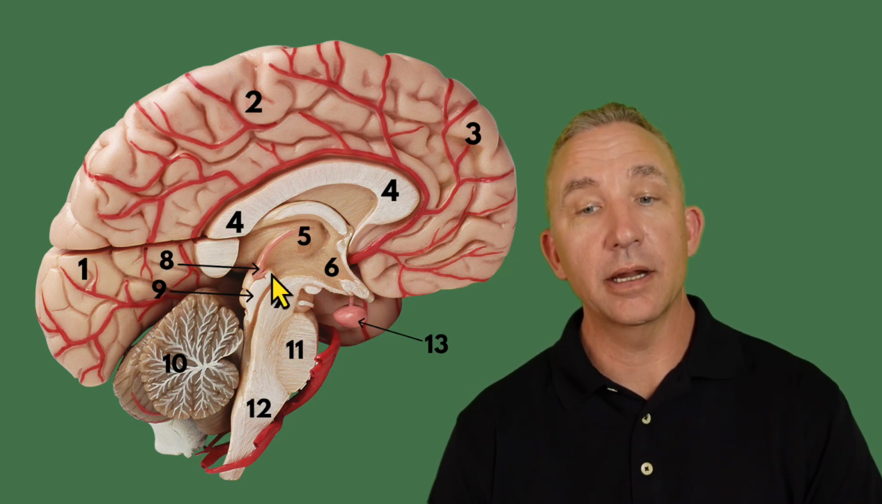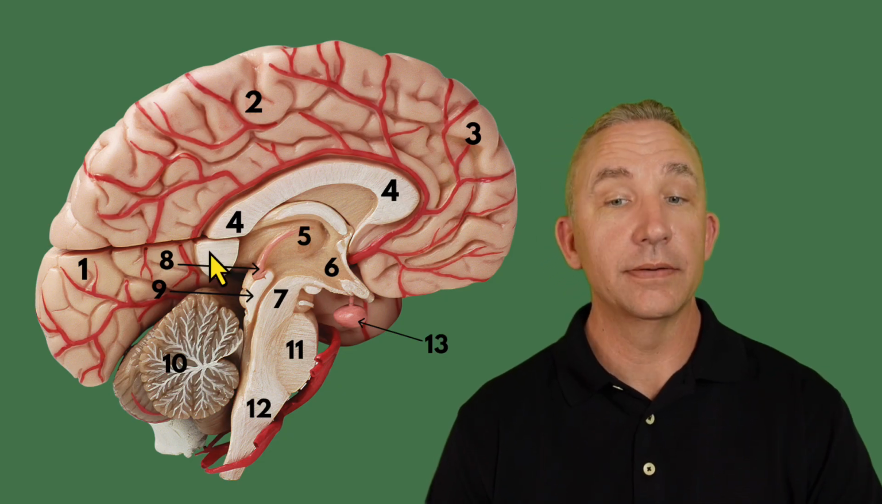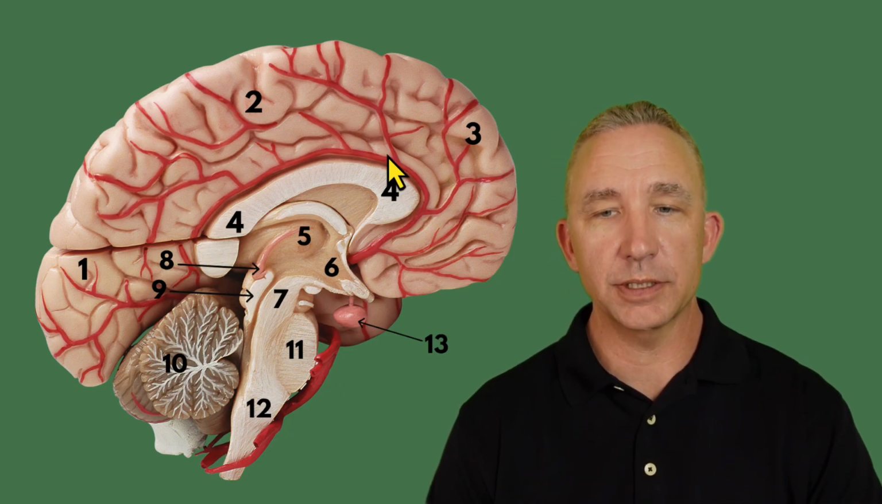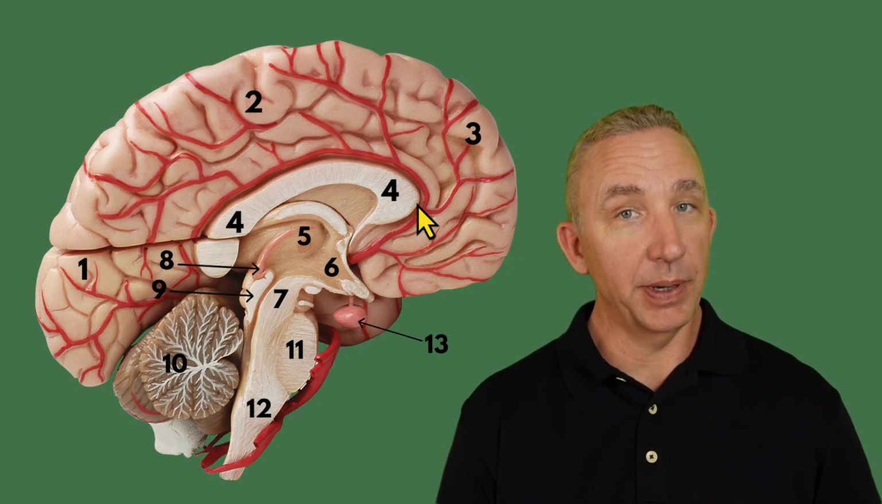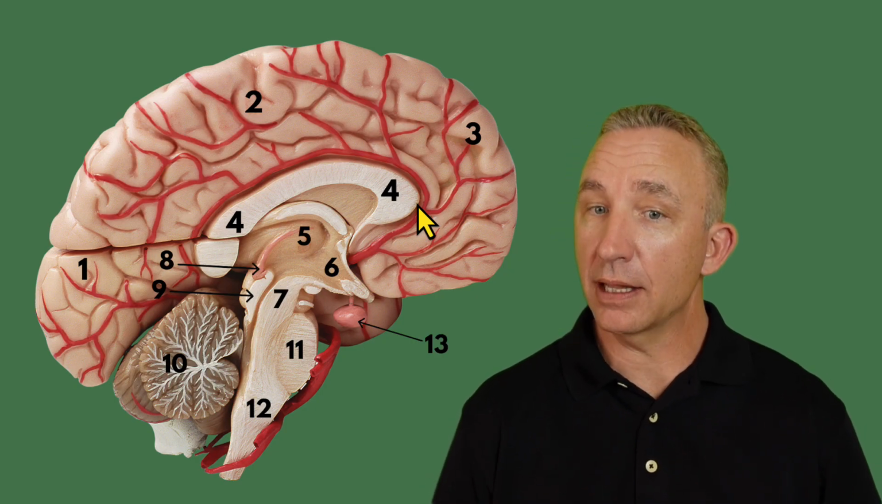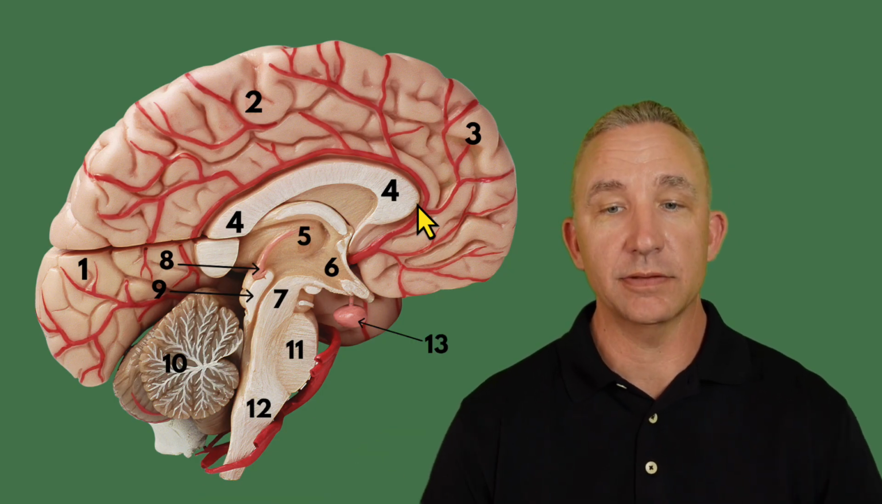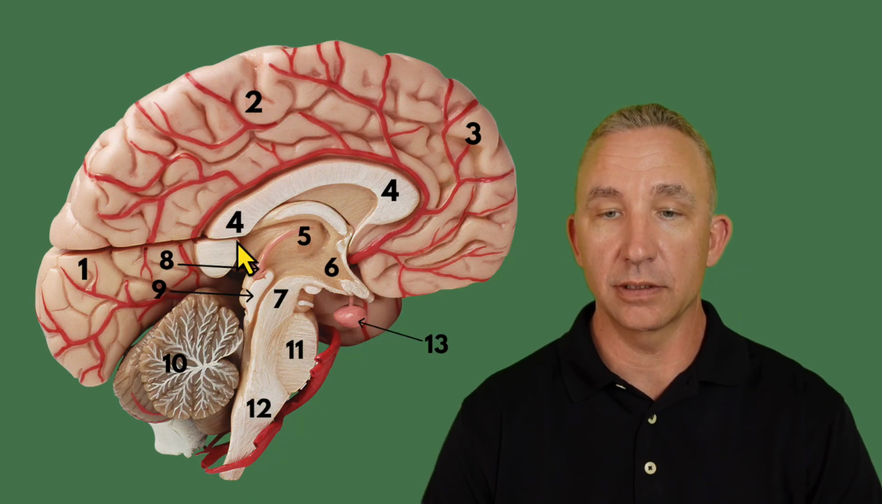When I look at number 4, this is called the corpus callosum. Corpus callosum is that white matter. Remember, it's white because of the appearance of lipids from our myelin, and that's our connection of the two hemispheres. So all of number 4 is corpus callosum.